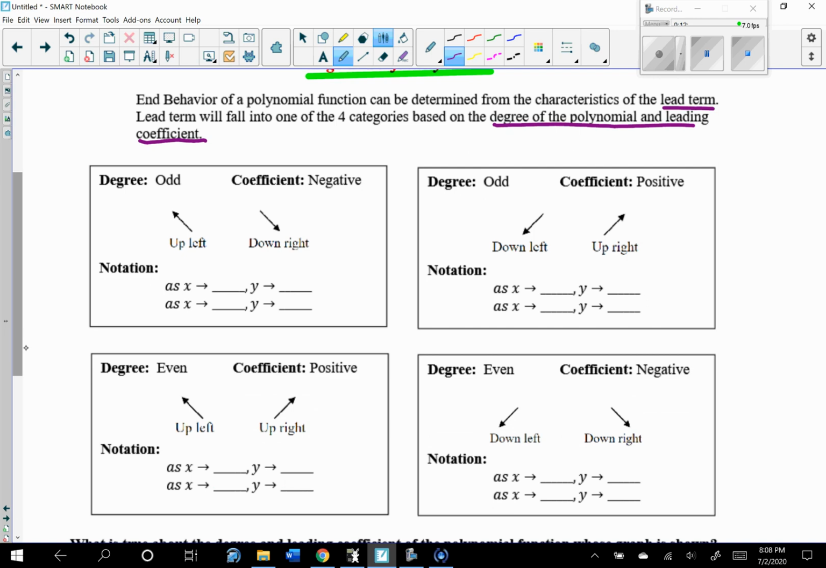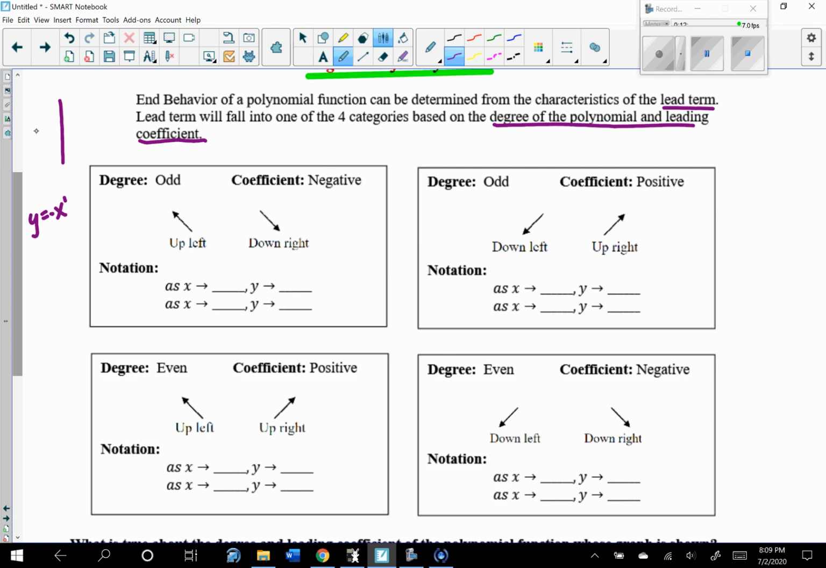We have degree odd and coefficient negative. So if I have an odd degree, think about y equals x to the first power. We don't write the 1, but that's an odd degree. And it says the negative leading coefficient. So if I put a negative in front, that would be odd degree with a negative leading coefficient. So think about what that graph may look like.